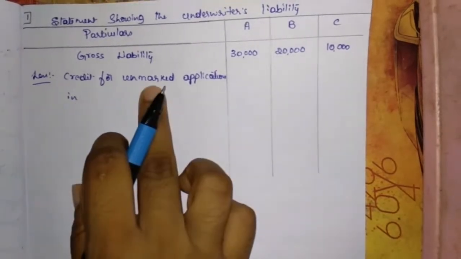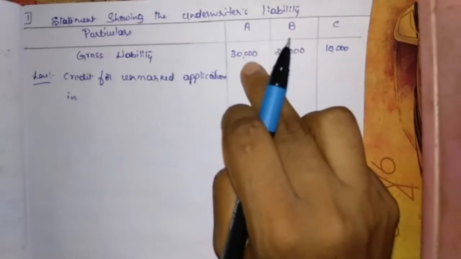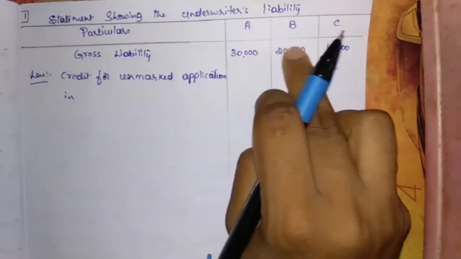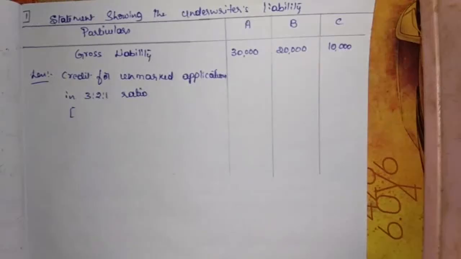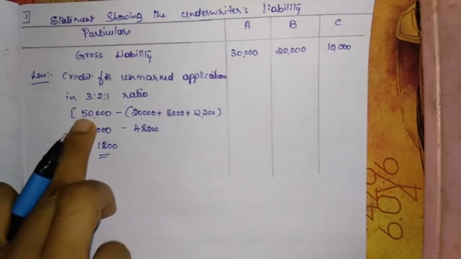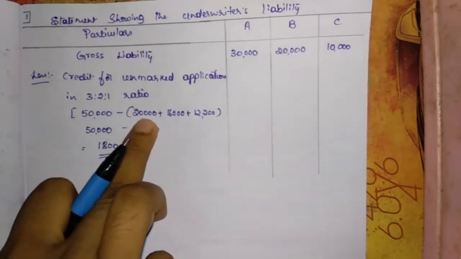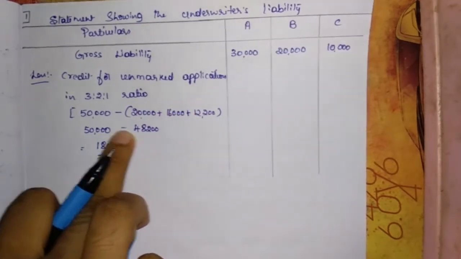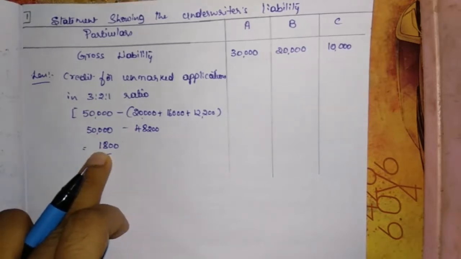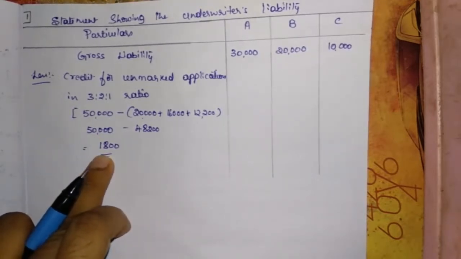So for this unmarked application, we require a ratio, and that ratio we are calculating on the basis of the gross liability of the 3 underwriters. 3:2:1 is the ratio. How are we going to calculate unmarked application? Total applications received from the public less marked application will arrive at unmarked application. Total application from public is 50,000 minus marked application of A, B and C, total 48,200. If you deduct from total applications, you will get unmarked application, that is 1,800.